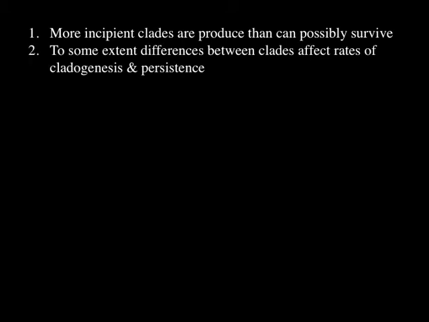Okay, so I would then sketch out this process of macroevolution as being pretty strictly analogous to the process of microevolution. More incipient clades are produced than can possibly survive. In other words, more species are produced than possibly can survive. But I don't want to just focus on the species level. It could be any level. It could be populations. It could be genera, whatever.